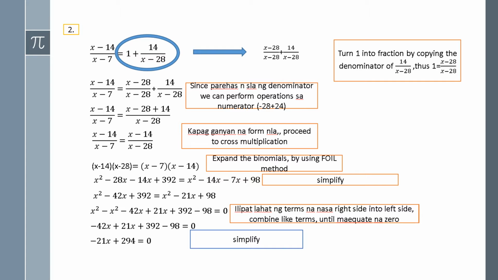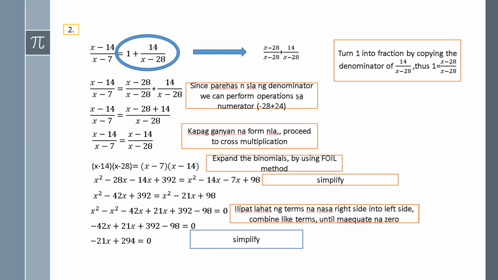Therefore, the whole number 1 will be x minus 28 over x minus 28. After that, let's perform the addition sa numerator. Obviously, we can add negative 28 and 14. So, the resulting equation will be x minus 14 over x minus 7 is equal to x minus 14 over x minus 28. Kapag ganito na yung form nila, we can now perform cross multiplication.